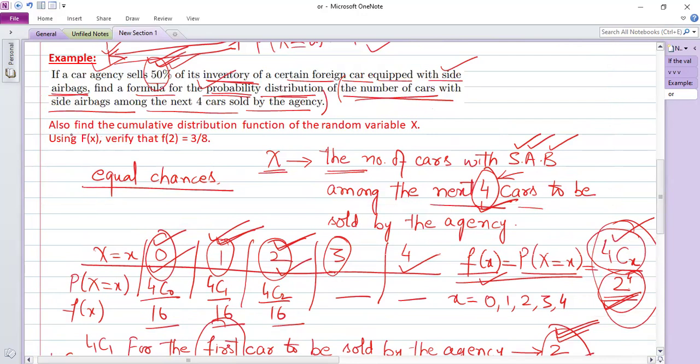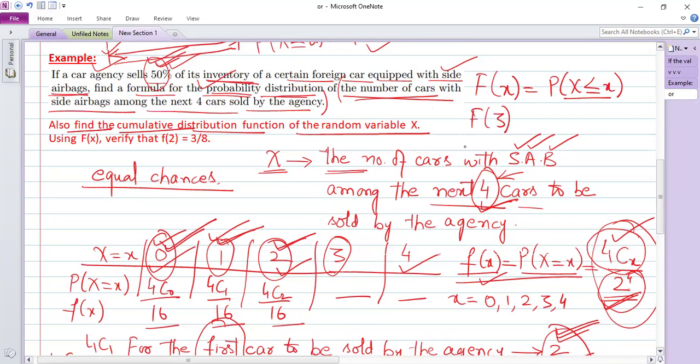The question also asks us to find the CDF, the cumulative distribution of this random variable X. If I denote it by F, what is the value of F at x? It is nothing but the probability that X takes all values up to x, starting from the beginning, and here X starts its values from 0. So suppose I need the value of F at 3. It will be the probability that X takes all values up to 3, starting from 0. Similarly, if I need the value of F at 2, that will be the probability that X takes all values up to 2. That's how we define our CDF.